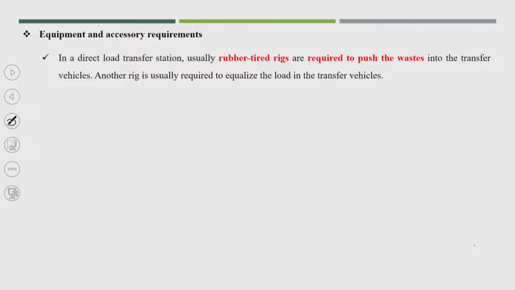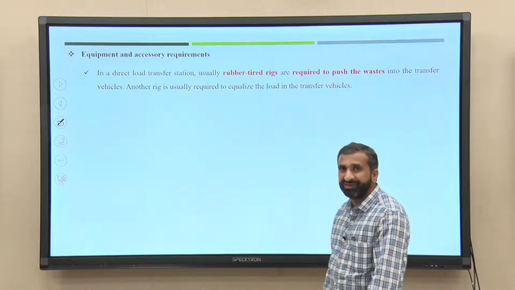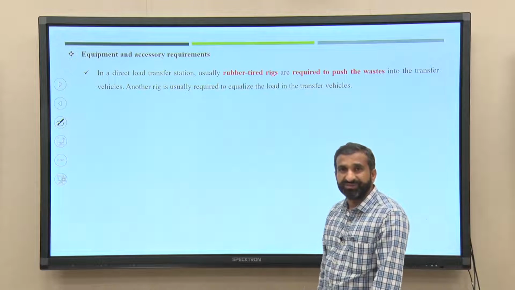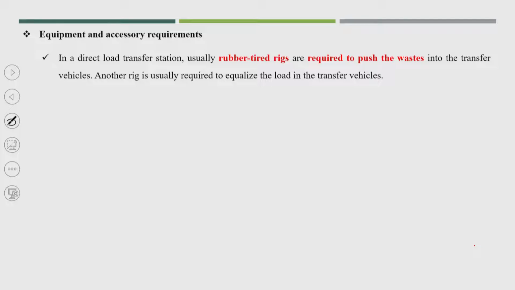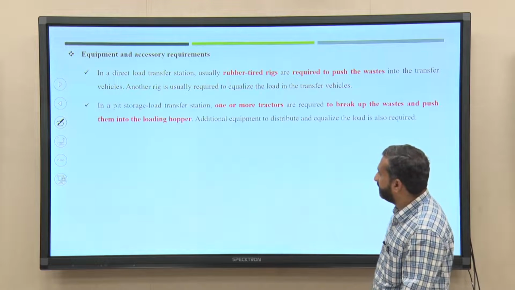Another point is equipment and accessory requirement. Obviously, it again depends on the objective of the transfer station, whether it is a direct load, a storage load, or a combination of both. In a direct load transfer station, usually rubber tire rings are required to push the waste into the transfer vehicle. Another ring is usually required to equalize the load in the transfer vehicle. So obviously different kinds of equipment and accessories will be required.